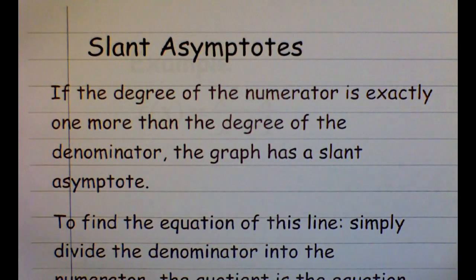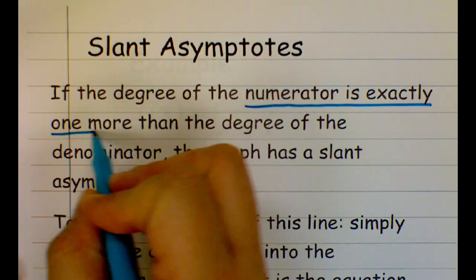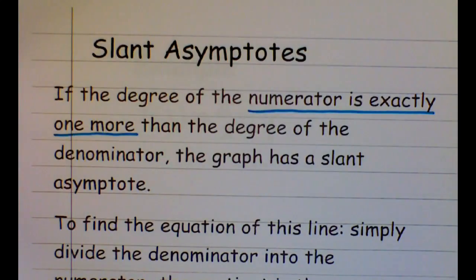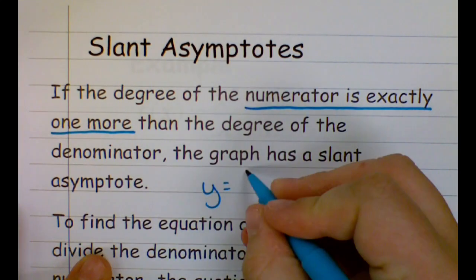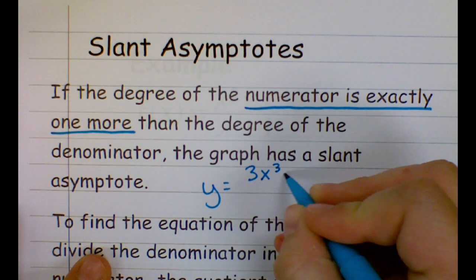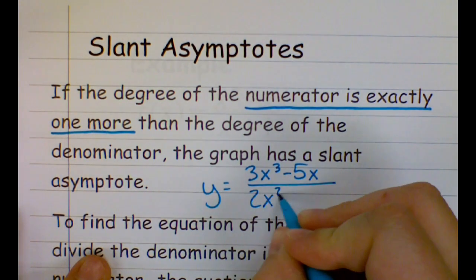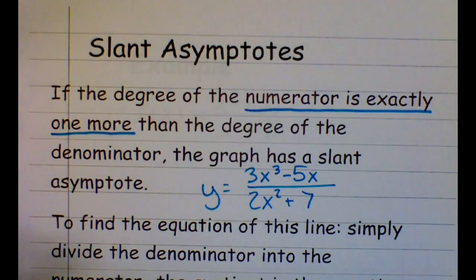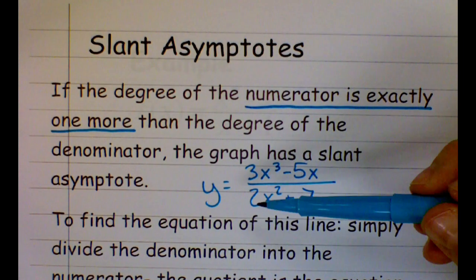So there's another type of asymptote called a slant asymptote. If the degree of the numerator is exactly 1 more than the degree of the denominator, there's a slant asymptote. If it's 2 greater, then it doesn't have a slant asymptote. So that's like if I said y equals 3x cubed minus 5x, whatever, over 2x squared plus, I don't know. The numerator has a degree that's exactly 1 greater. There will be a slant asymptote.